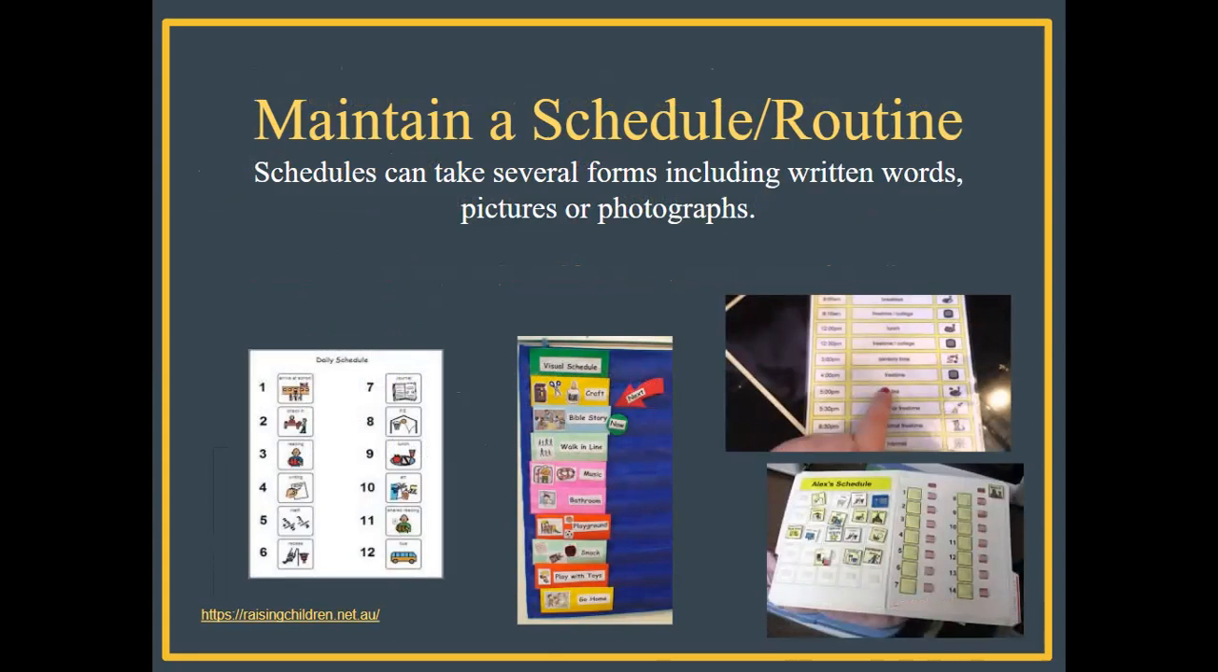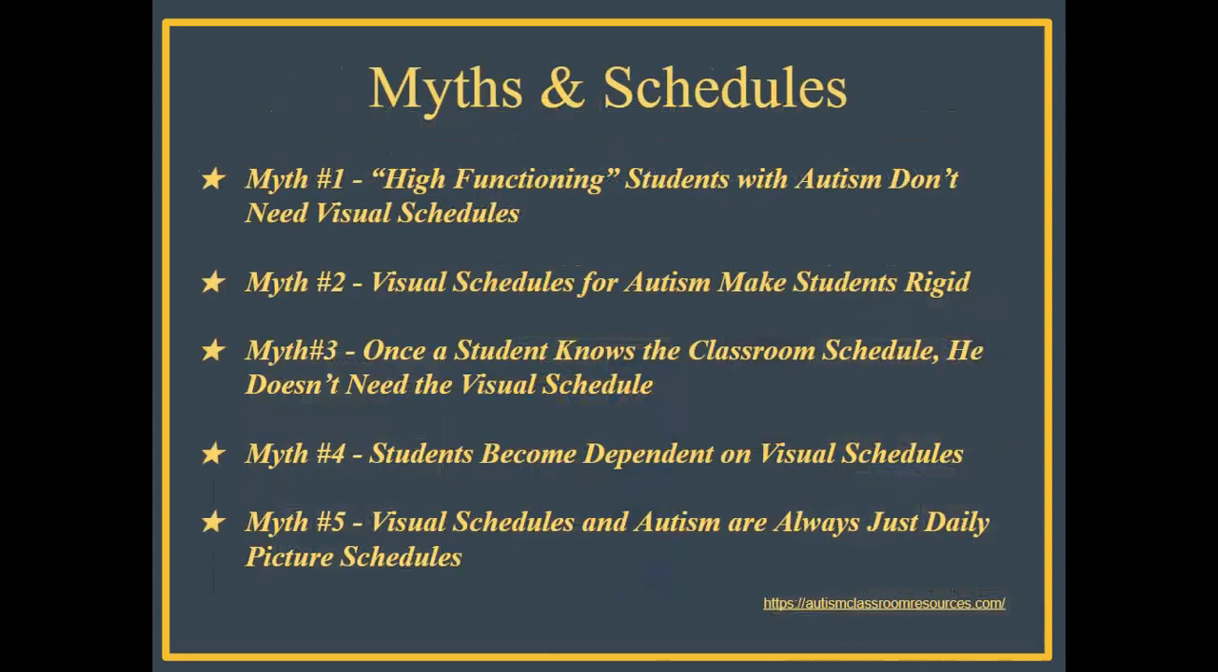They can take many different forms. There are many different myths around schedules that we're going to review. Myth 1: high functioning students with autism don't need visual schedules. But many times our students who are verbal and on grade level trick us into thinking they're able to do things that they can't do. We need to give them opportunities to be independent, most definitely.